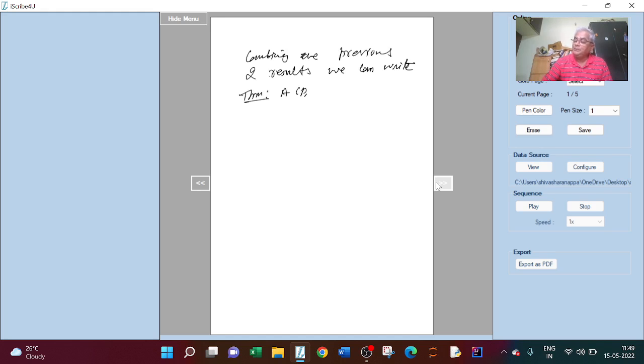A PQ graph G is a tree if and only if G is acyclic and P equal to Q plus 1. So combining these two rules, we can write a PQ graph G is a tree if and only if G is acyclic and P equal to Q plus 1. Okay.